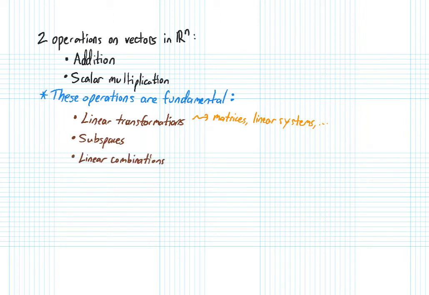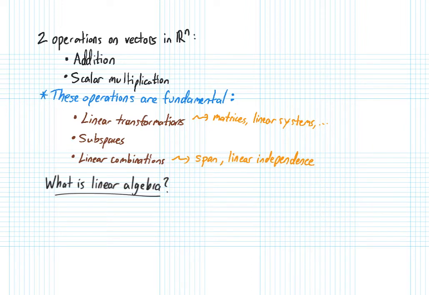Linear combinations of vectors are formed using addition and scalar multiplication. And then from that concept, you get the concept of span, which would be the set of all linear combinations of certain vectors, or linear independence, which has to do with when one vector can be written as a linear combination of the other vectors in the set.